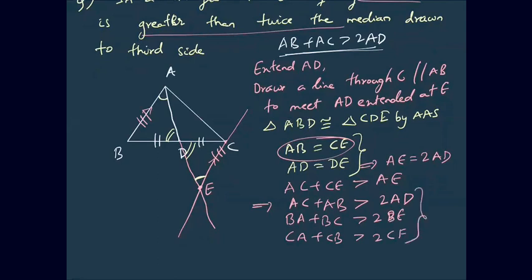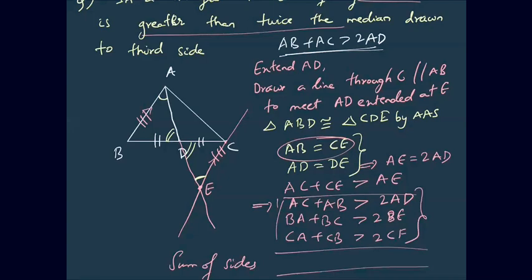Now if you add all these three results, you will get that the sum of sides of the triangle is greater than the sum of medians. So if we add these results, we get the sum of sides is greater than the sum of medians. Okay, so let's move on to the next problem.